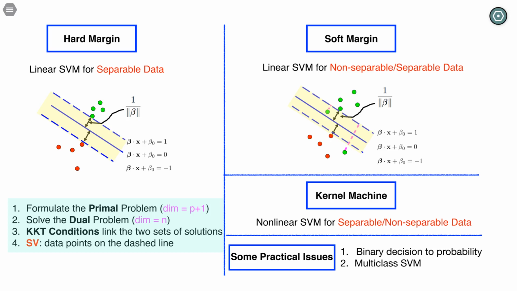In this case, for example, if I move this data point, as long as I don't cross the dashed line, then the solution will stay the same. Or if I just delete this one, again, the solution stays the same. So SVM is pretty robust.